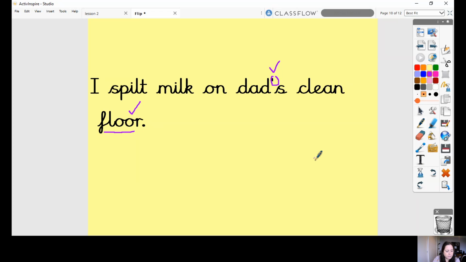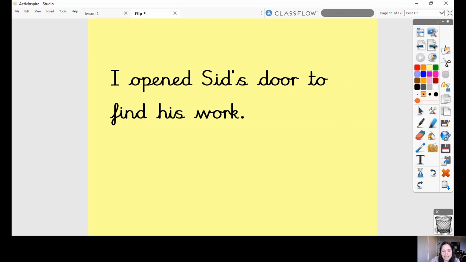I opened Sid's door to find his work. Remember what's weird about that word work when we spell it. Okay, pause it here, write that sentence for me. Okay, let's have a look at the last one. Now, opened. I don't mind how you spelt the open bit, but if you listen to it, opened sounds like it's got a t on the end. If you remembered and realised that it had an ed, give yourself a tick.